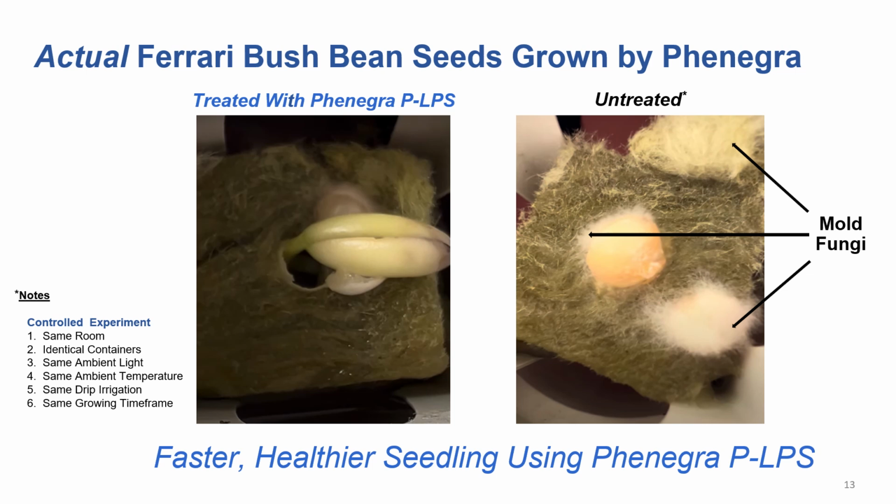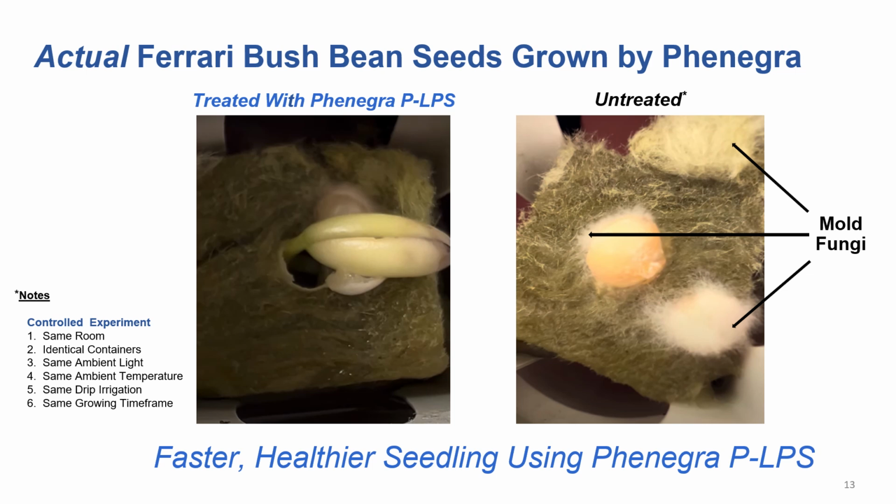Here is an actual Ferrari bush bean seed grown using the Phenegra system. Treated with PLPS versus untreated is what you're looking at right there. On the left, you have the treated system. On the right, you have an untreated system, which leads to the mold and fungi setting in. Treating prevents the mold and fungi from setting in and leads you to having greater success rates.